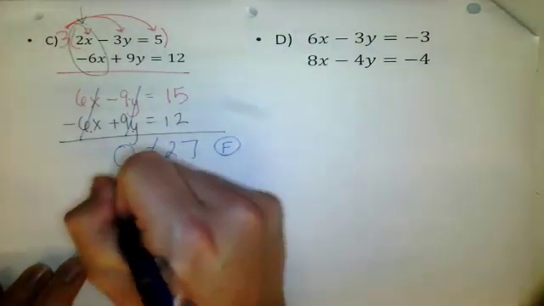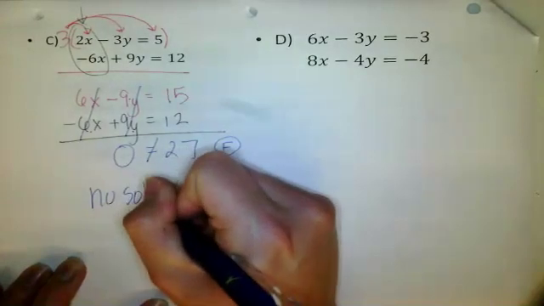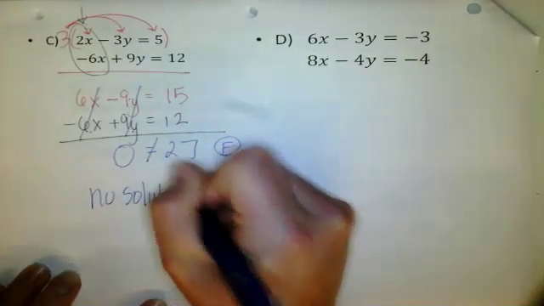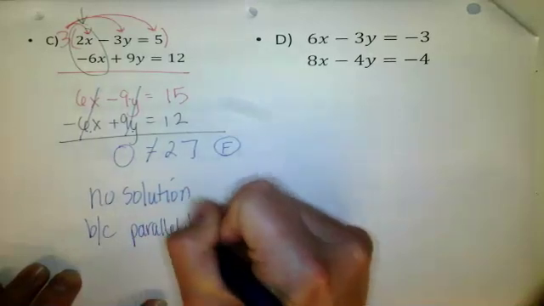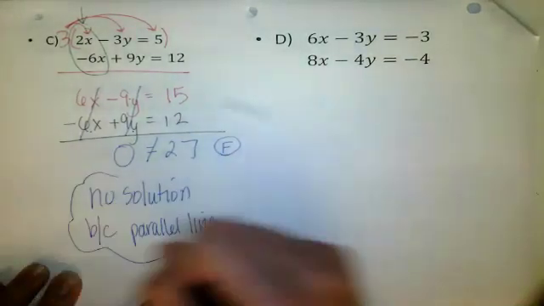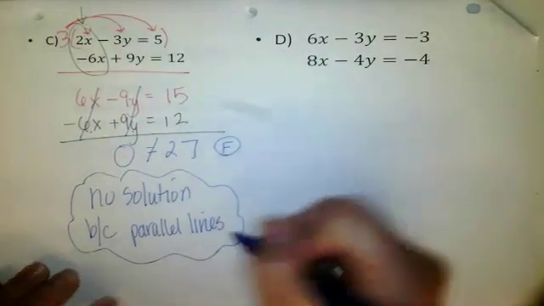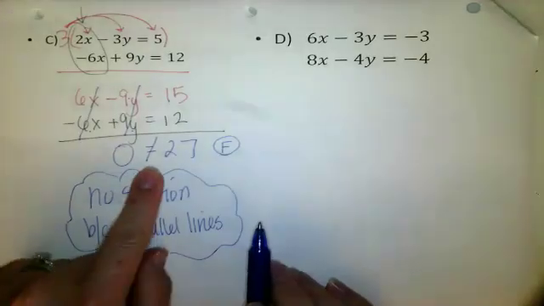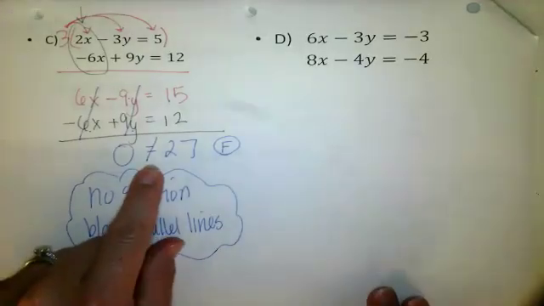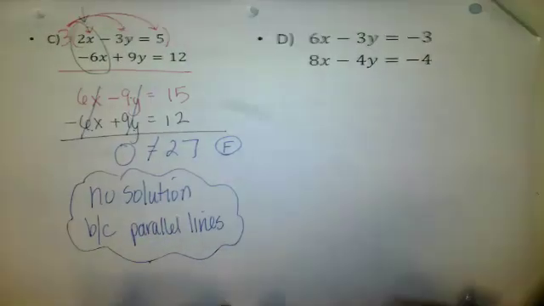No solution. Why do we get no solution for systems? Because they're parallel lines. I want you to remember that. No solution because they're parallel lines. These two lines are running like train tracks. Okay, good. Easy to tell when we have a false statement. Okay, next one.